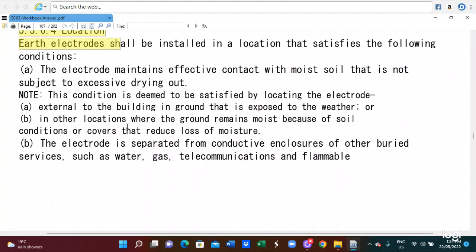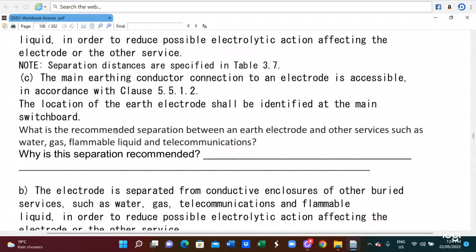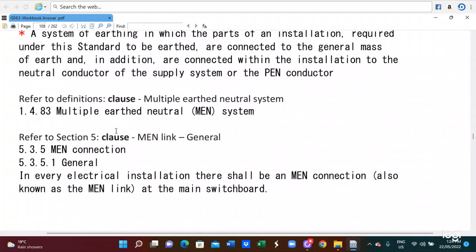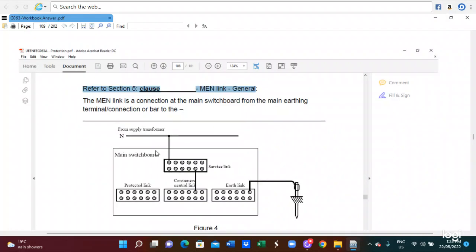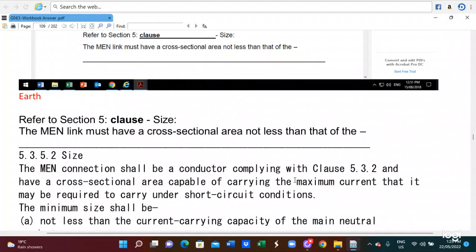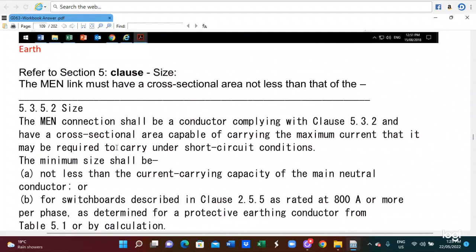5x3x4 location, you can see it regarding the earth electrode installation. So the ambient link, you can see the 5x3x5 ambient connection. So this is the connection of the main switchboard and the earth connection bar and the electrode connection. Ambient link cross-sectional area not less than the. So this is for the size of the ambient connection.